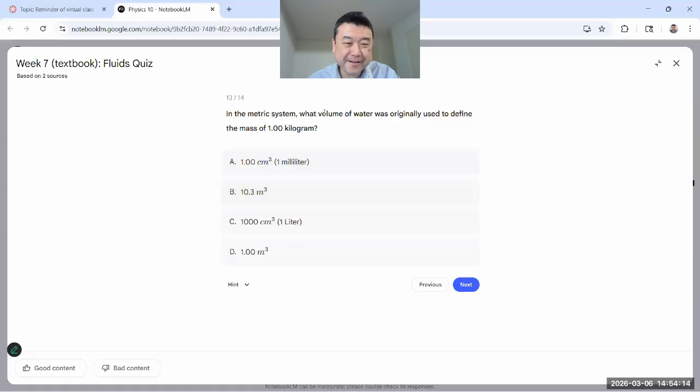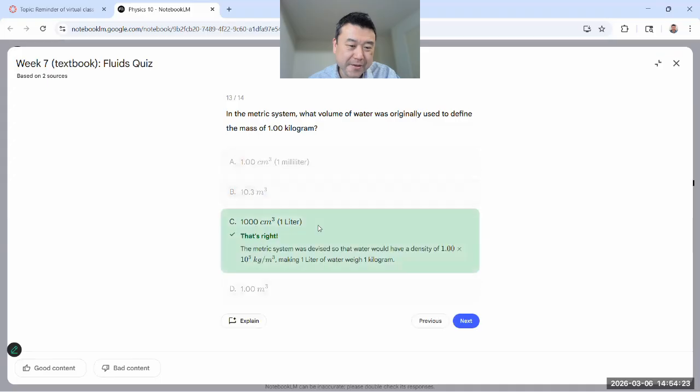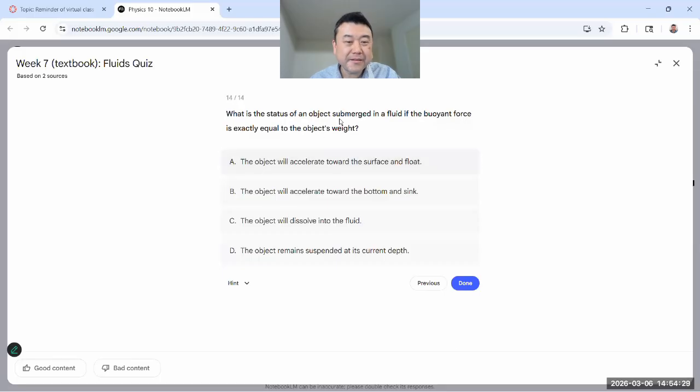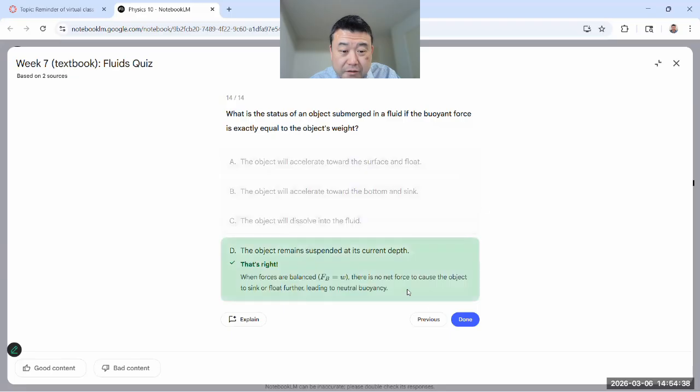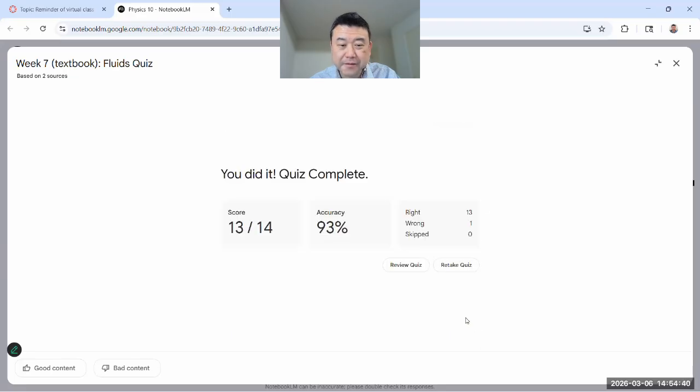In the metric system, the volume of water is originally, so this is 1 cubic centimeter. Wait, 1 kilogram? Okay, that's 1,000 cubic centimeters. I mean, yeah, we define the gram first, not the kilogram. What is the status of an object that is buoyant, floating? Remain suspended at current depth? Yeah, sure. Okay, I missed one.